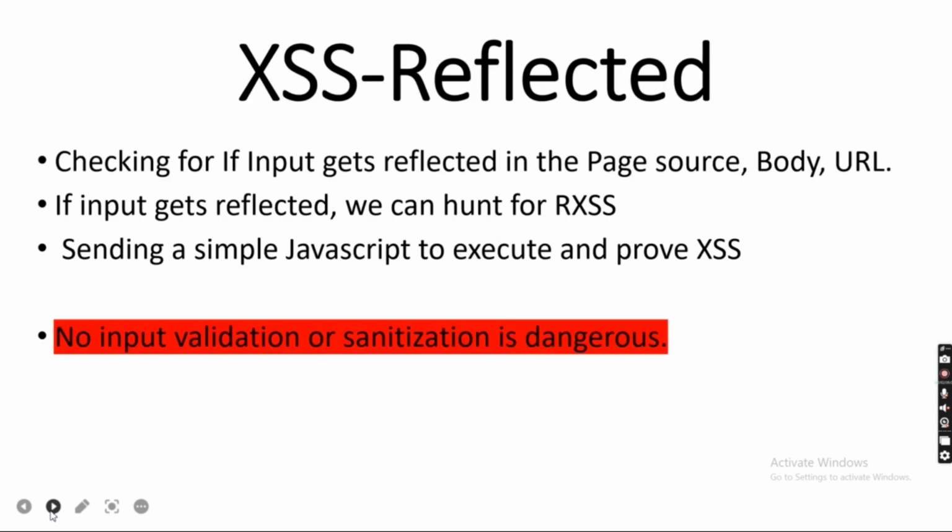So first we are going to see reflected XSS, where the input gets reflected in the page source, body or URL. So you should check, whenever you give any input into a web page, whether it is getting reflected in the page source, in the body or in the URL. Next, if the input gets reflected, we can hunt for reflected XSS. We are going to send a simple JavaScript to execute and prove XSS. If there is no input validation or sanitization, then it is very dangerous and there can be a vulnerability of XSS.